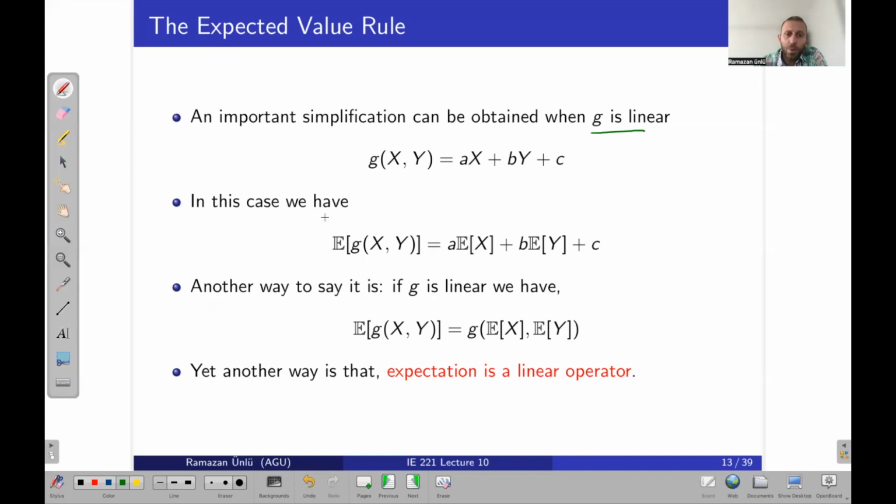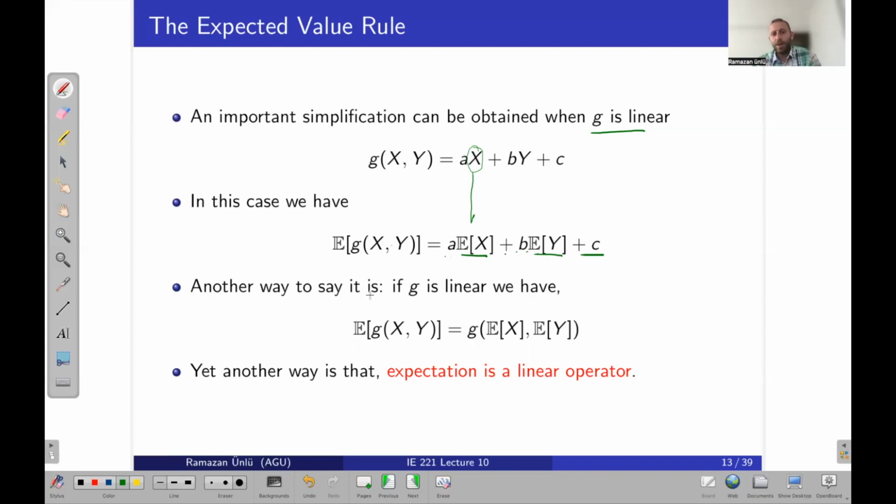In this case, we have the expected value of g(x, y) equal to a times the expected value of x plus b times the expected value of y plus c. Actually, that is simple, right? Because we are working with probabilities. So instead of x, we will just use the expected value of x, because that is the probability lecture, and the x value is not constant. They depend on some probabilities, right? That's why we are using the expected values.